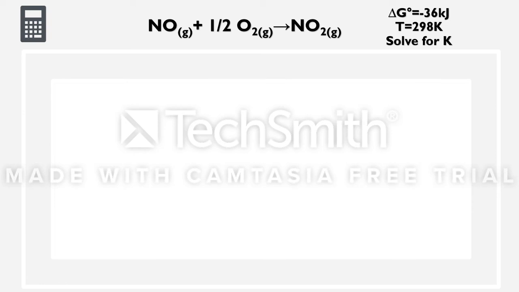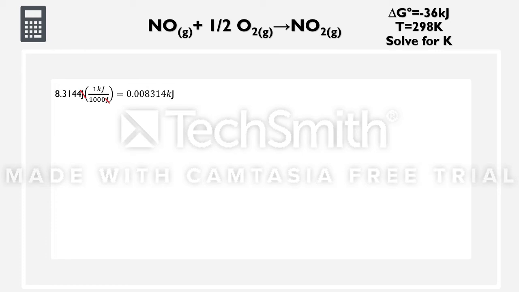The first step to solving this problem is to make sure all the numbers are in proper units. The proper units are kilojoules and Kelvin. As you can see, delta G naught is already measured in kilojoules and temperature is already measured in Kelvin. But as you know, the constant R is measured in joules, not kilojoules. So we're going to have to convert R into kilojoules. In order to do that, we're going to divide by 1,000. As you see, the joules cancel out and we are left with 0.008314 kilojoules.